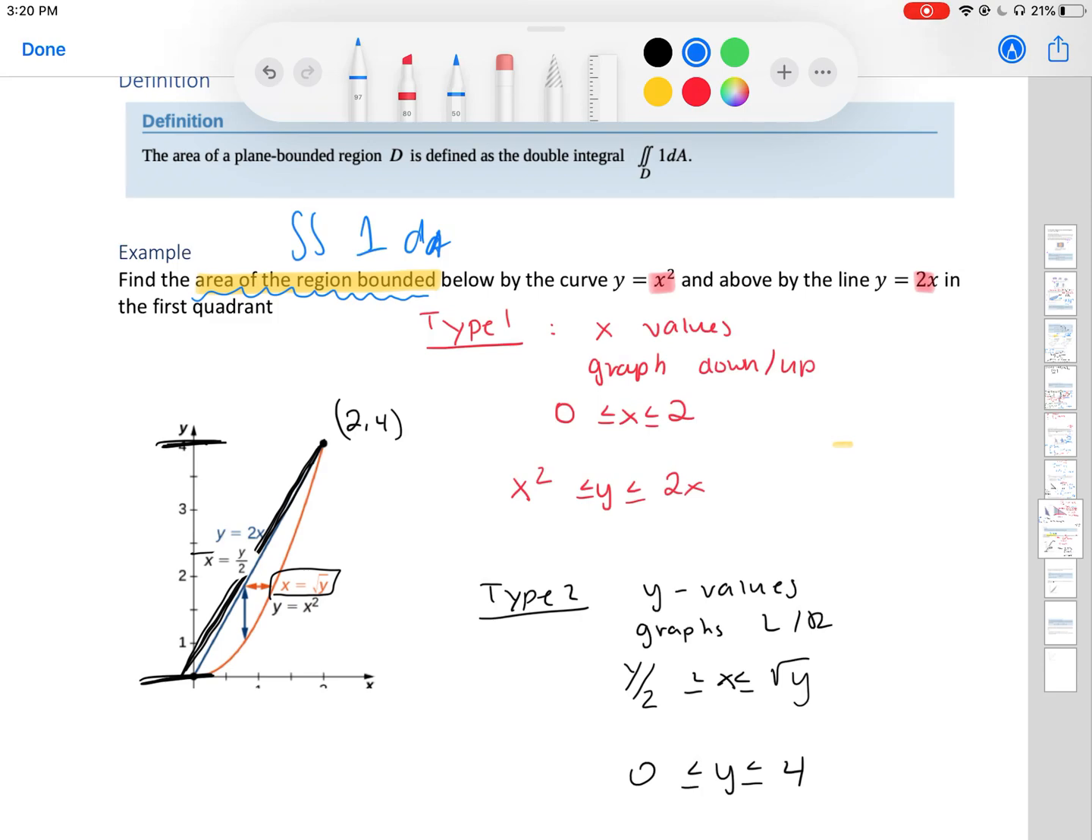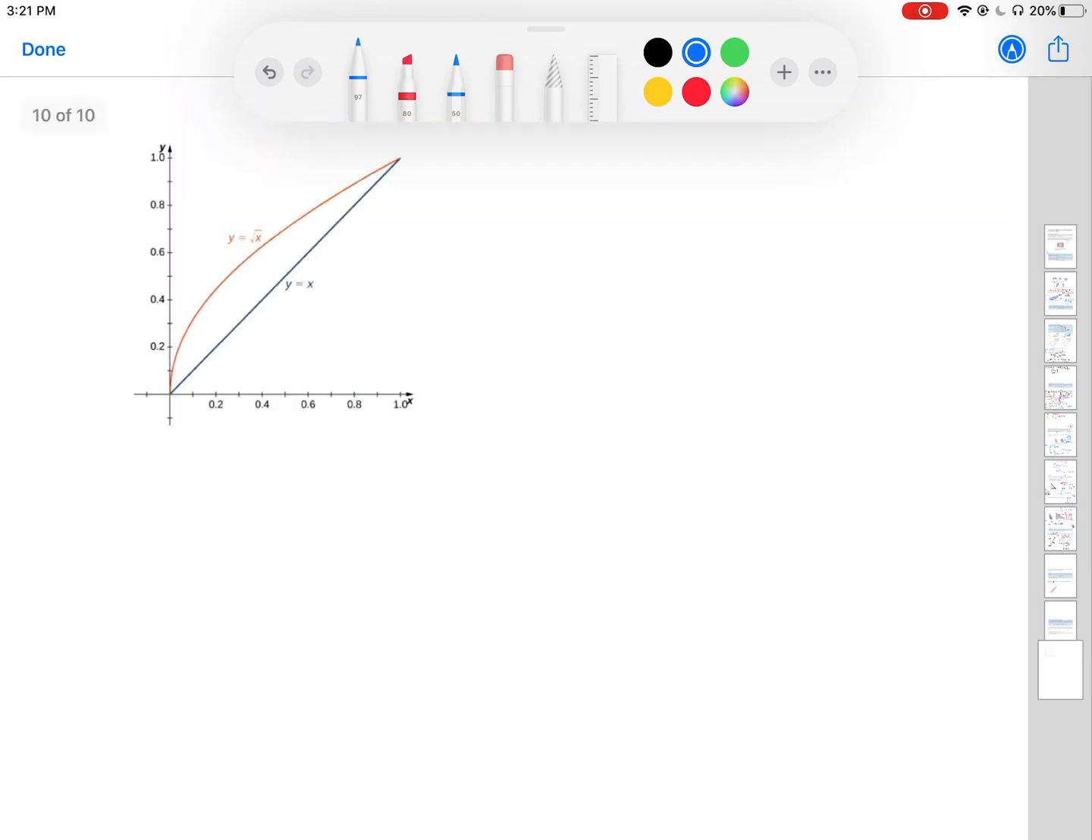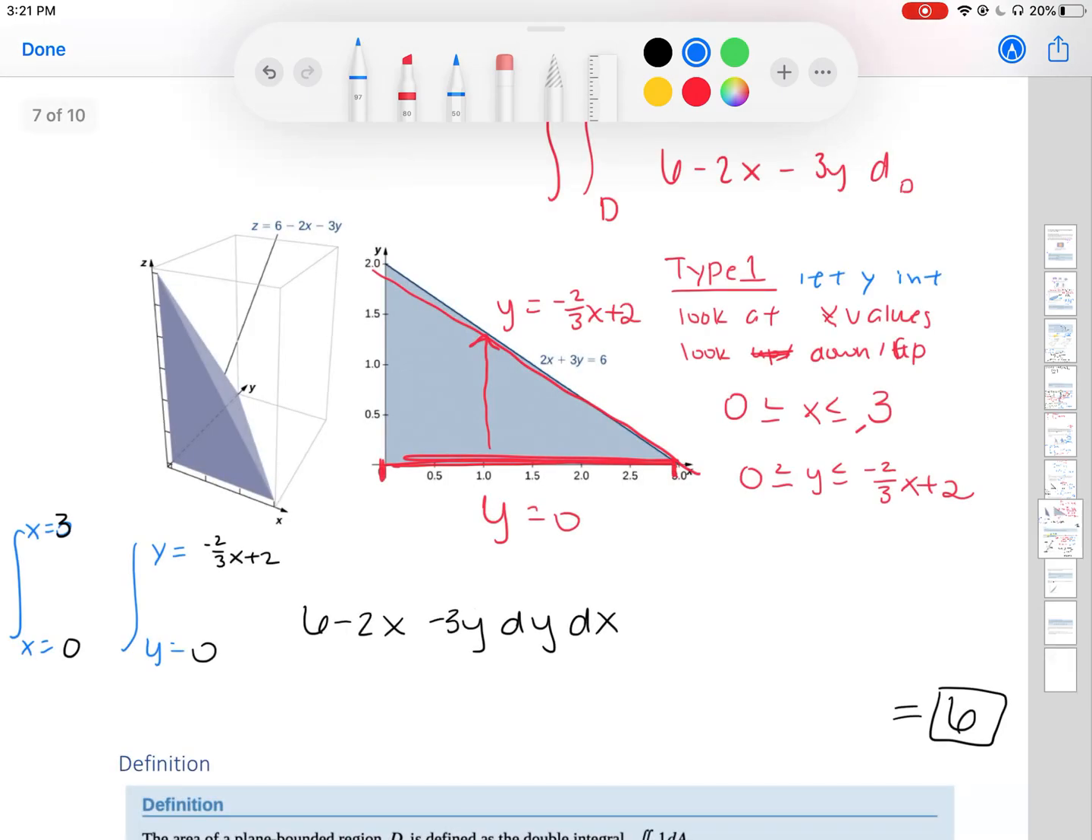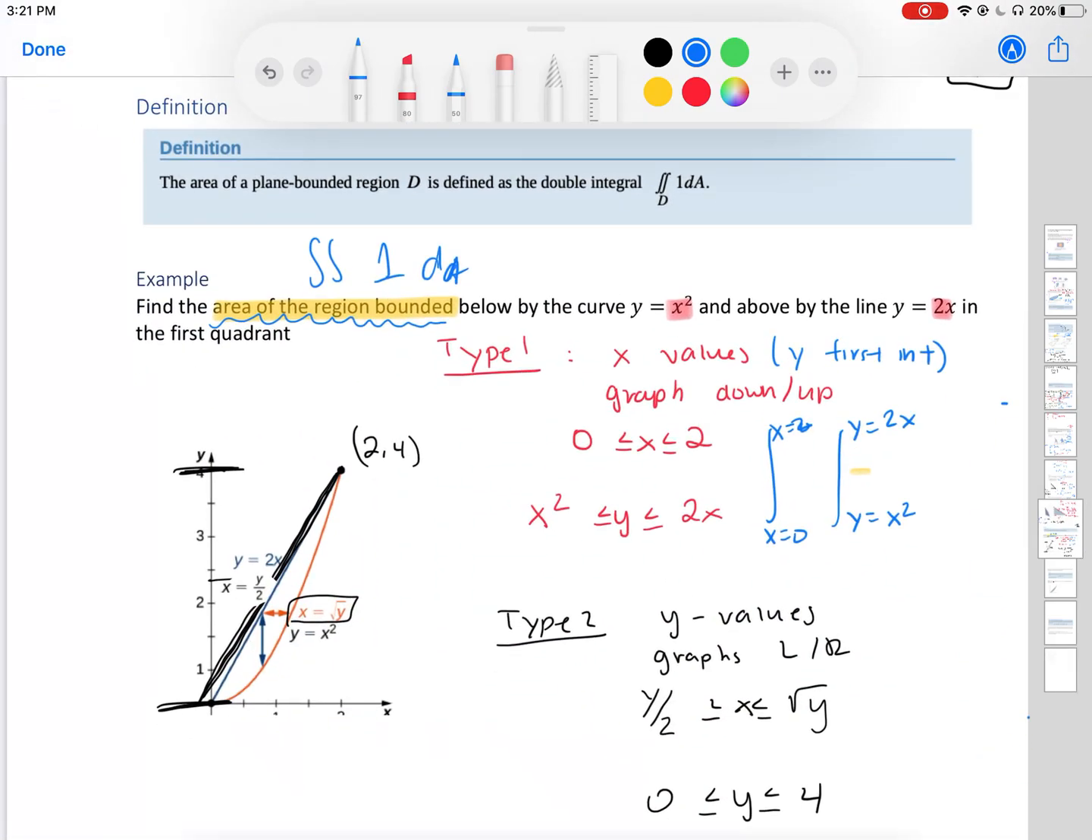So let's set up our type 1. For type 1, since it's in x values, y is first when we integrate. So I'll have y equals 2x and then x squared, when x is 2 and x is 0, for 1 dy dx.